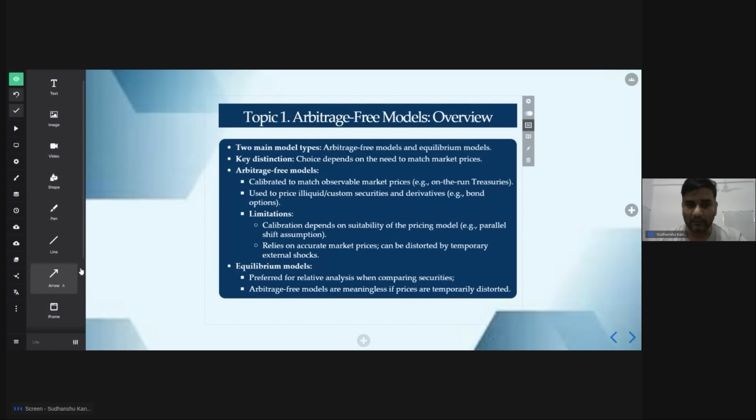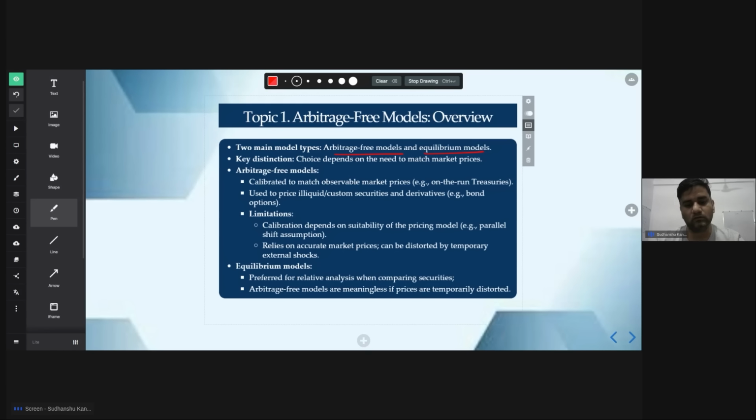When you talk about arbitrage-free models, let's understand the overview. In this topic, we carry forward the discussion we have done before on arbitrage-free models. It's a crucial distinction in your FRM between two different approaches to model the term structure of interest rates. There are arbitrage-free models and equilibrium models. Arbitrage-free models are those models which are calibrated to exactly fit your observable data.